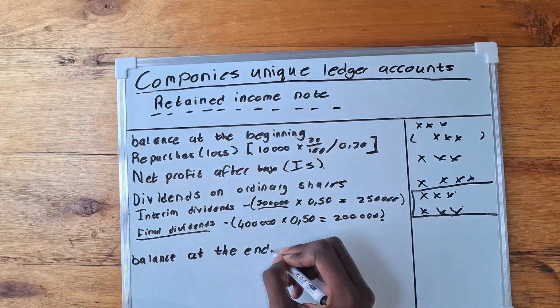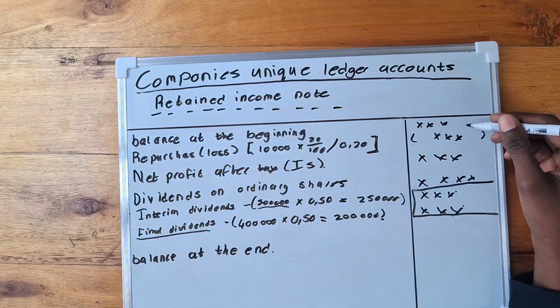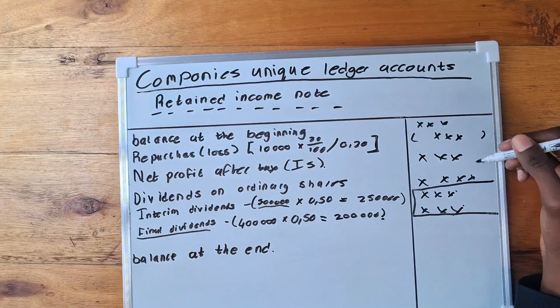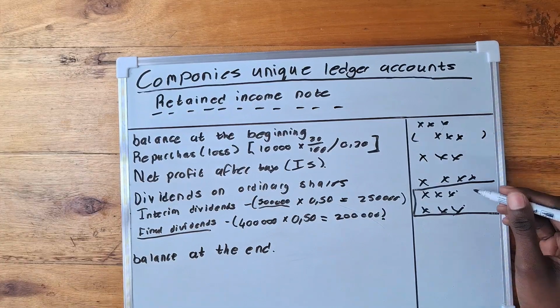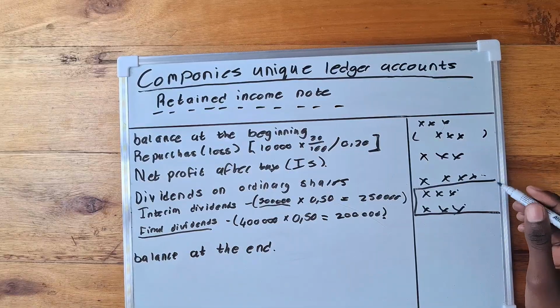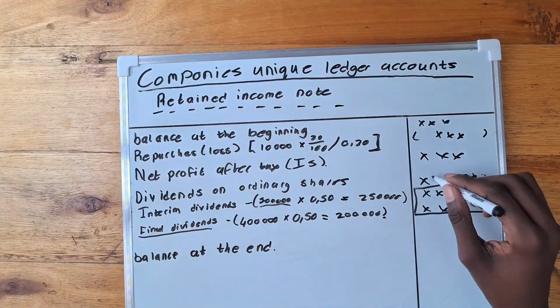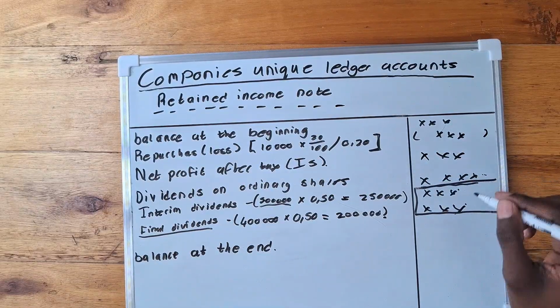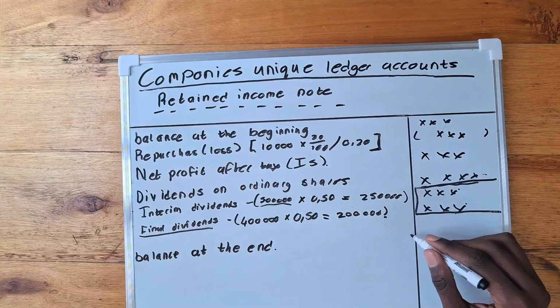At the end, right? So obviously you would add this, you subtract this, you add this and this. Now do not add these two if you've already added this. That will be double counting and you'll get it wrong. Only add the total amount here, then you will get your amount here.